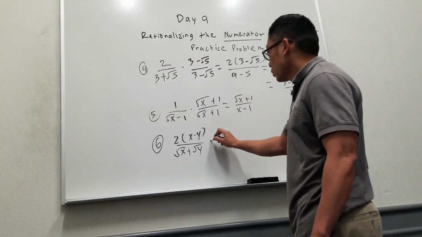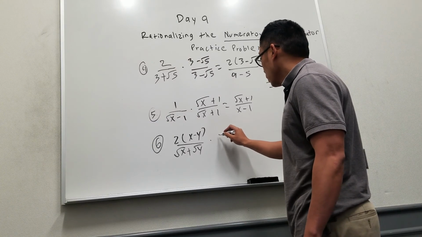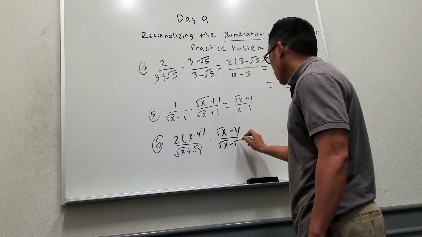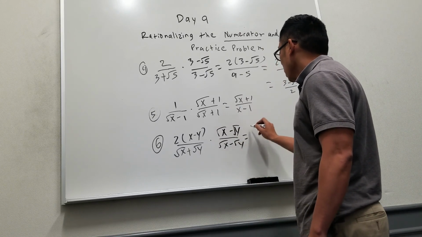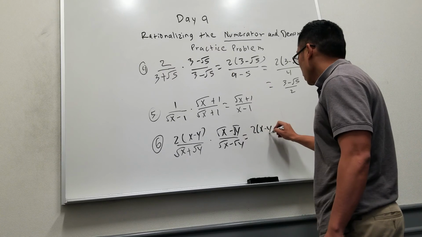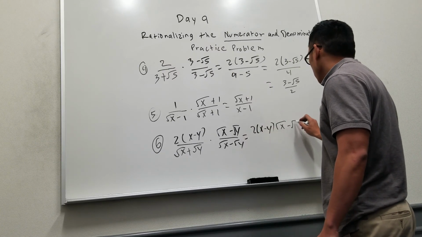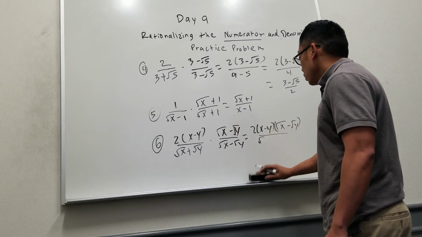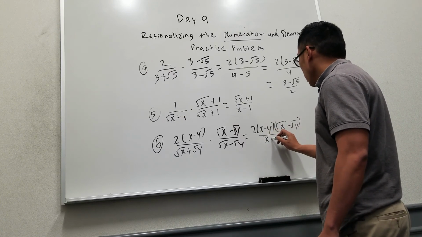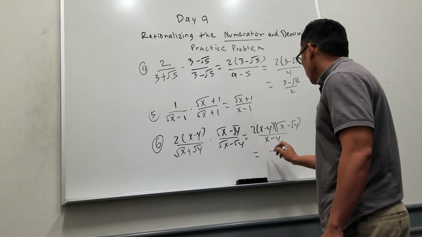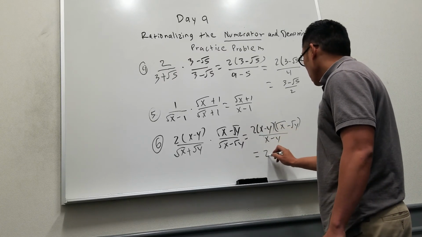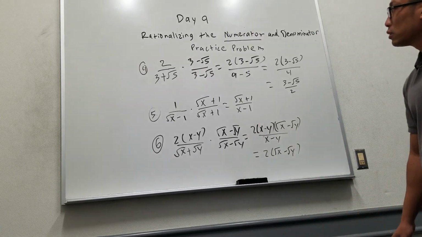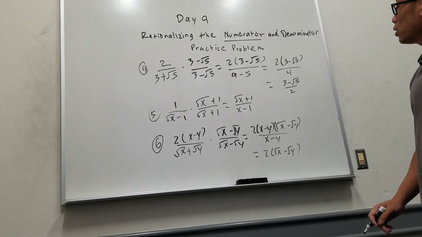Okay, so we gotta multiply by the conjugate, so you have x minus radical y, x minus radical y. So I'm just gonna leave that. This is 2x minus y, radical x minus radical y. And then you have x plus y. So if I multiply the bottom, you're just gonna get x minus y. Then the x minus y will cancel, you have 2 radical x minus radical y. That's it. Oh, my bad.